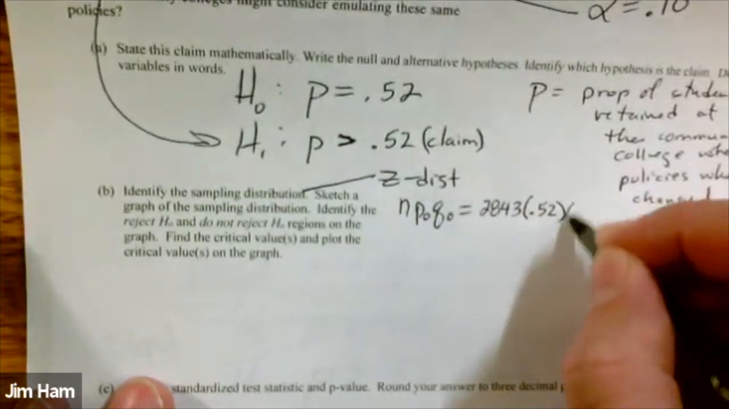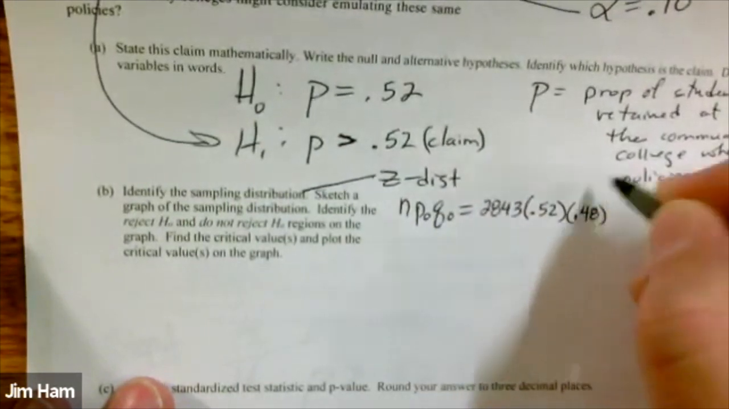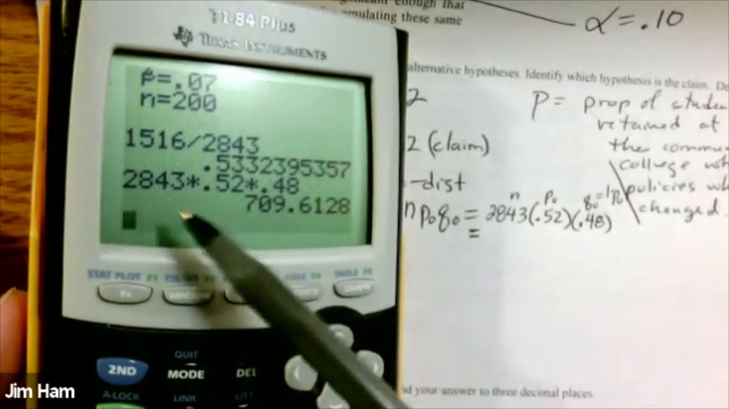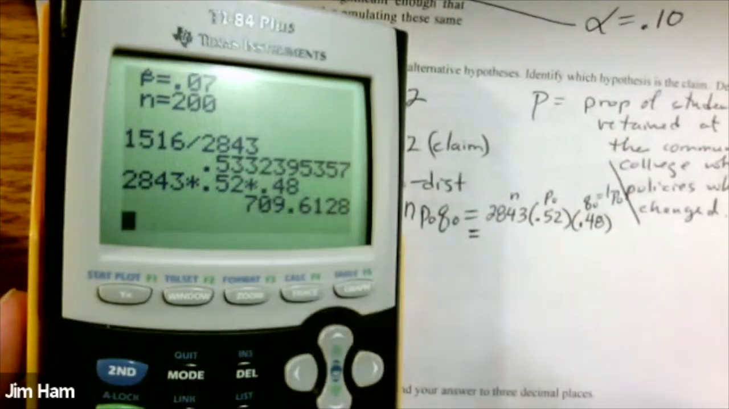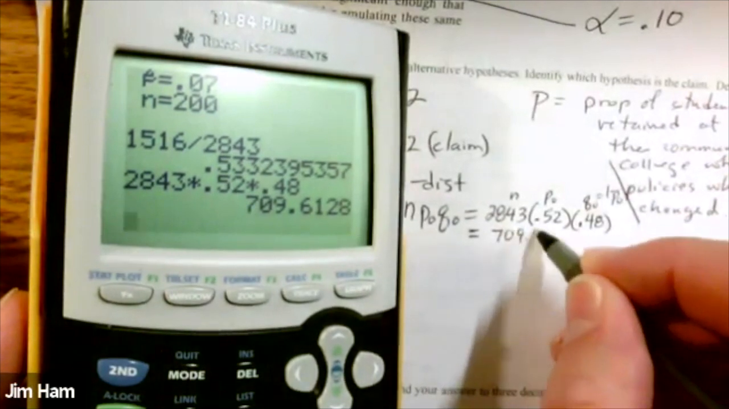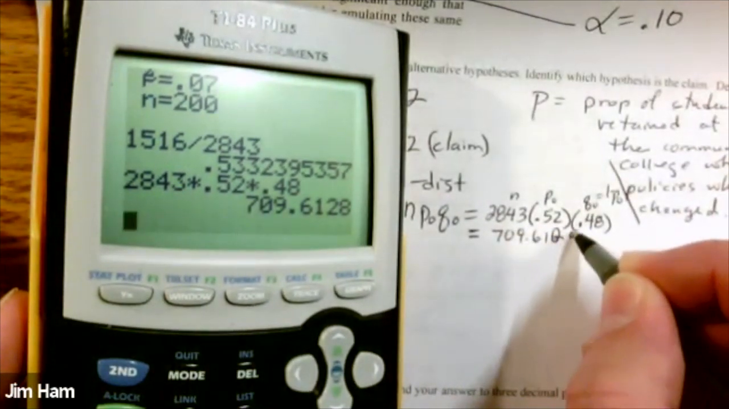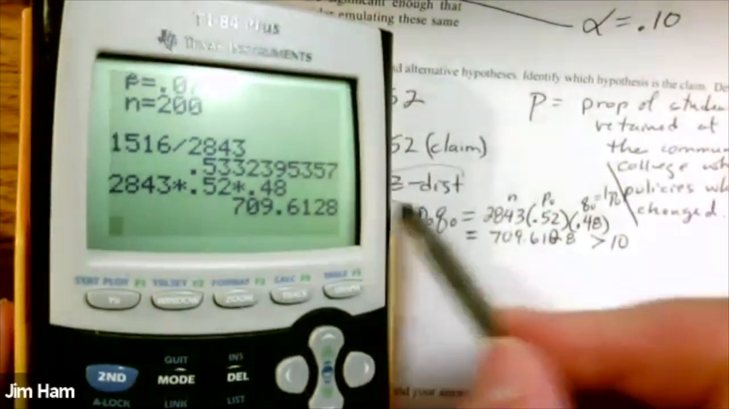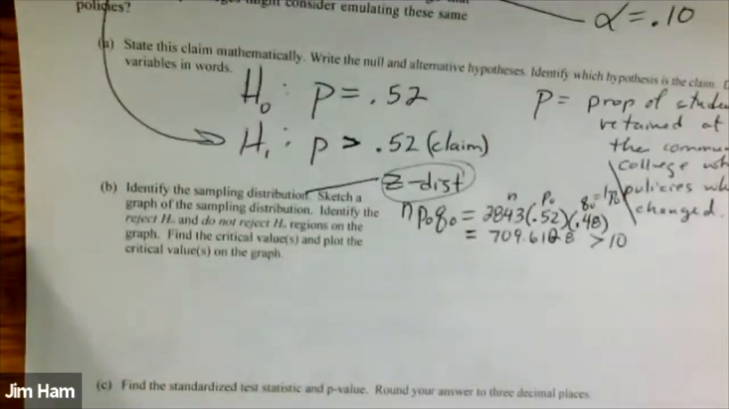0.52 and 0.48. Okay, so you can see that if we just multiply N times P times Q, we get this number that's much higher than what we need, which is only 10. So therefore, we're dealing with the normal sampling distribution.